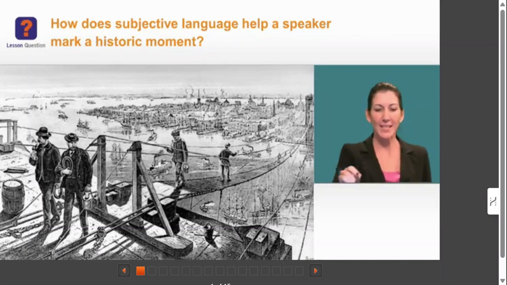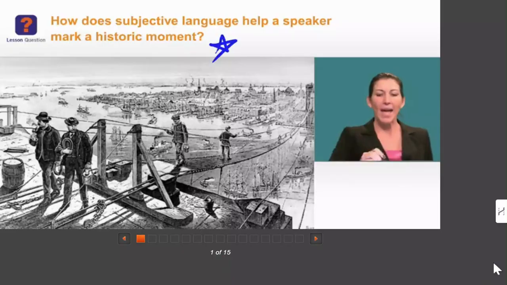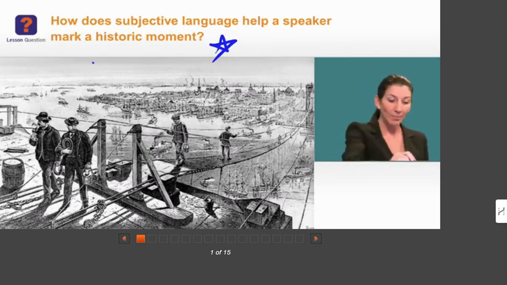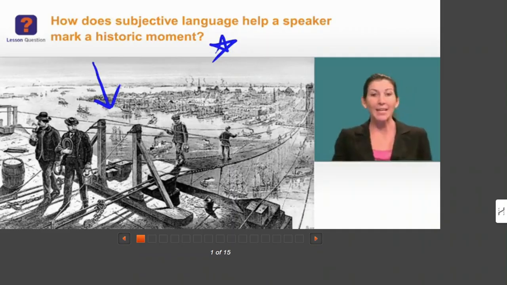Let's revisit the lesson question. How does subjective language help a speaker mark a historic moment? Now, historic moments can come in many forms. Take a look at the picture on your screen. Here we have a bridge being constructed.